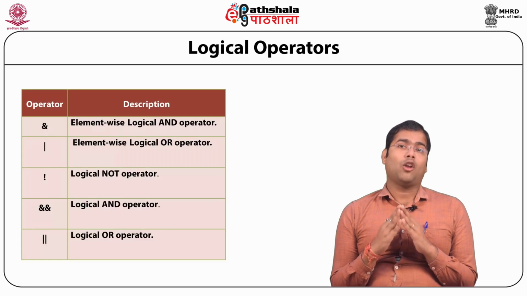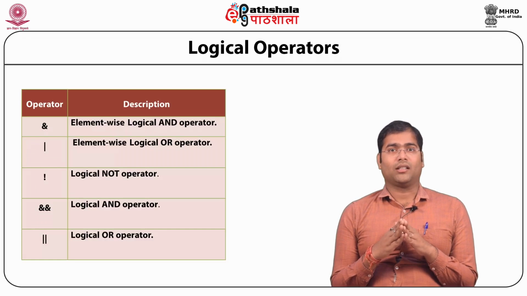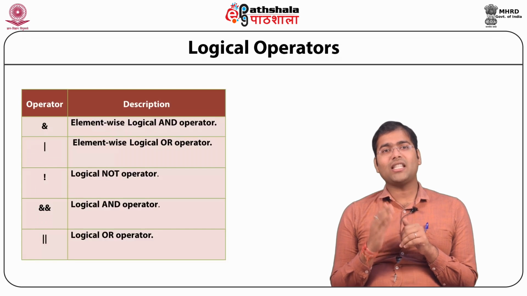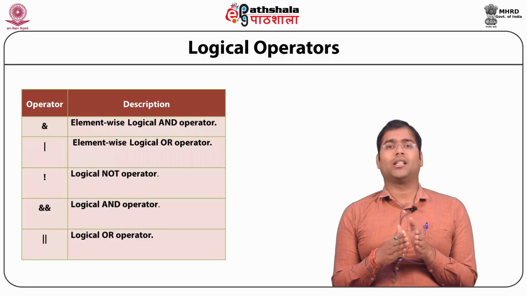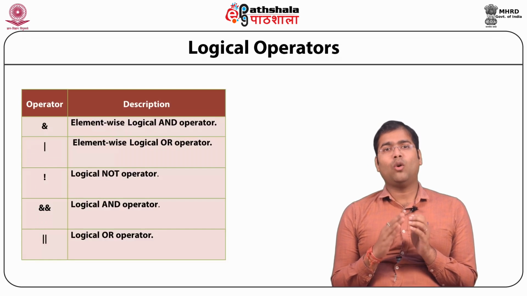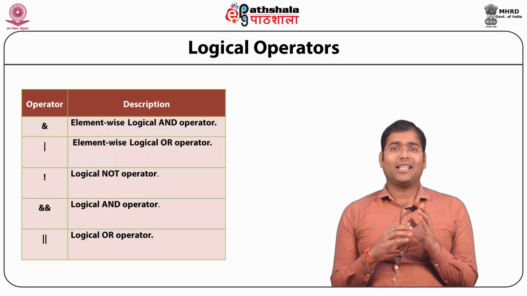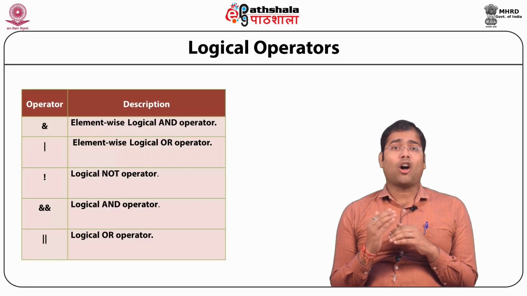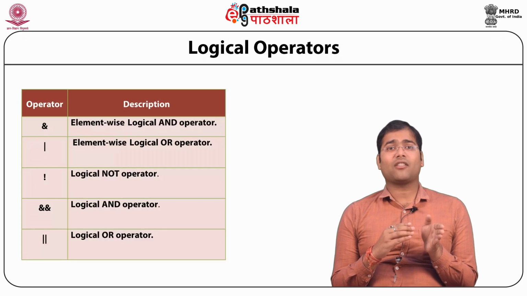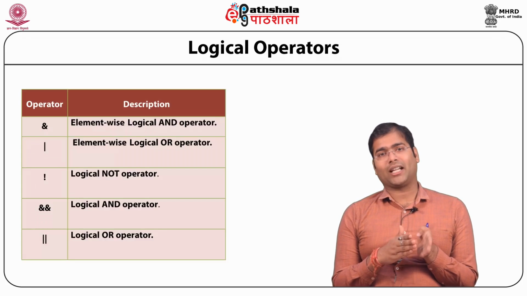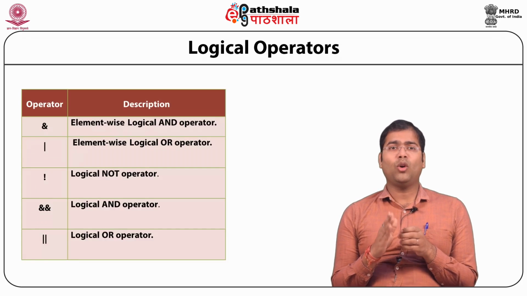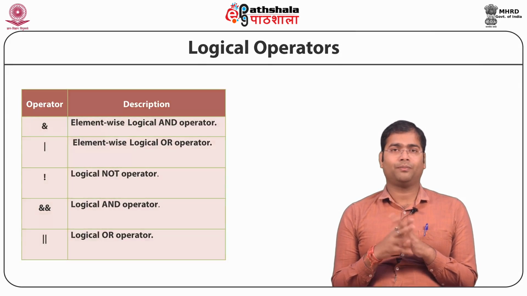This is called the logical AND operator. It takes the first element of both of the vectors and gives true only if both are true. This is the logical OR operator. It takes the first element of both the vectors and gives true if either is true.